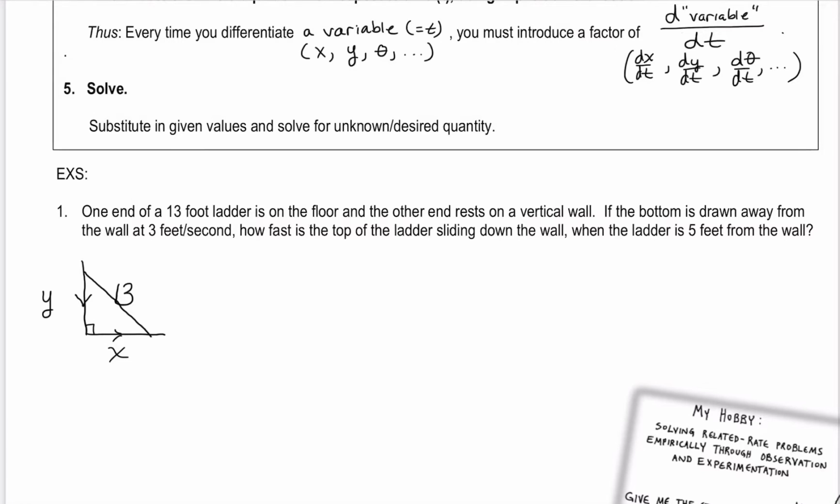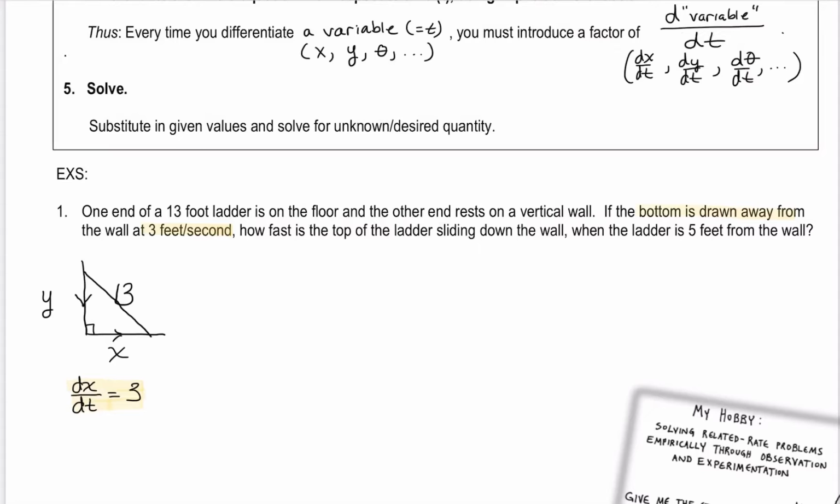All right, so now let's label the other things that we're given. We are told that it's moving out in the x direction. So the speed of x, dx/dt, is equal to 3. So the bottom is being drawn away at 3 feet per second. So that's our dx/dt. Notice this is a quantity that's getting larger, so it is positive 3.